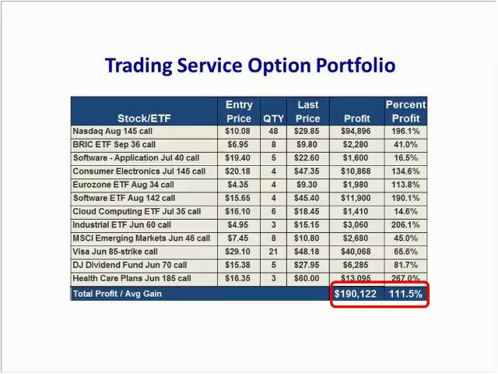Our trading service, this shows the current option portfolio as of yesterday. Most of these trades are ETF trades. We have open trade profits as of yesterday of $190,000. The average return for our option trades is 111%.